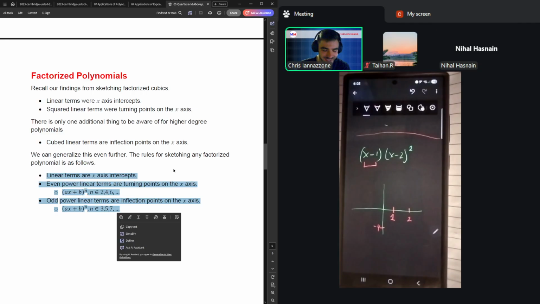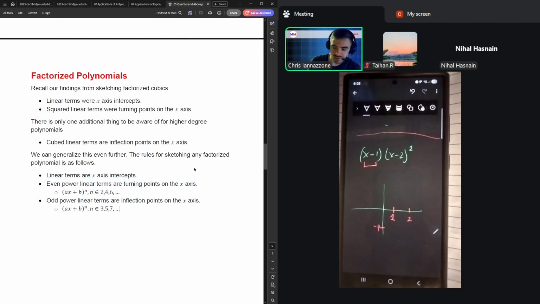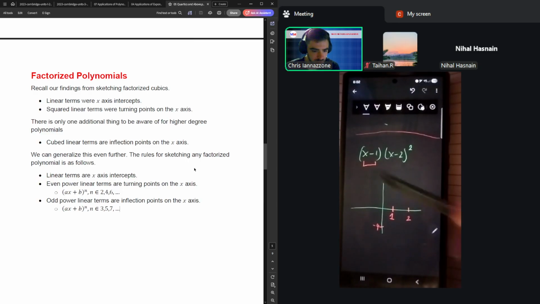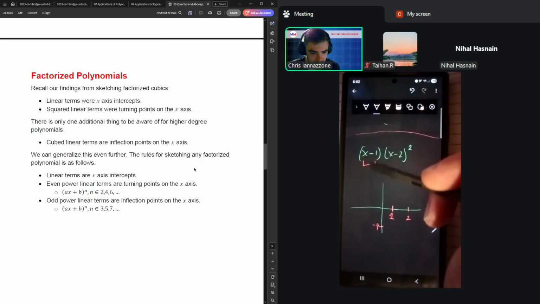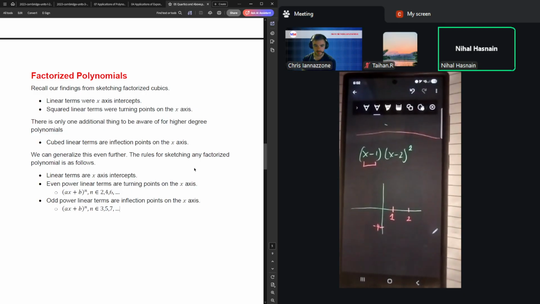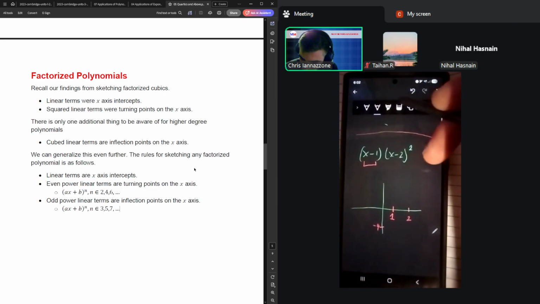Okay. So the last question I asked was about the nature of these intercepts, whether they are cuts, whether they're turning points or inflection points. I was specifically asking about this linear factor here, the x minus one. The x minus one will be a cut. Yeah, that's going to be a cut.